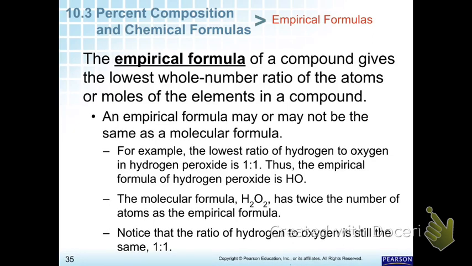Okay, but the empirical formula is the ratio. So if the ratio is 2 to 2, which is what's right here, 2 to 2, then that is going to reduce to 1 to 1. So then the empirical formula would be HO.